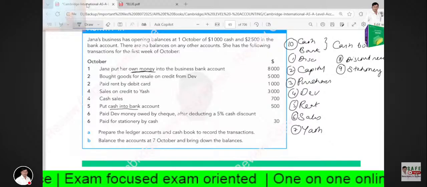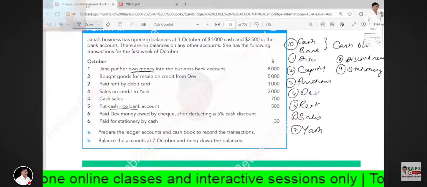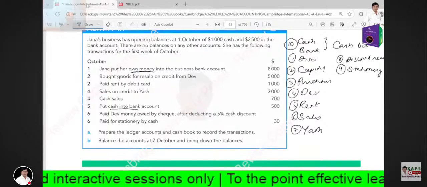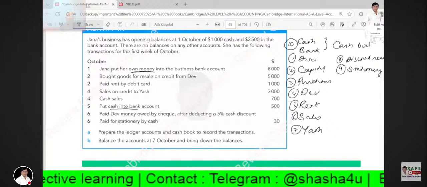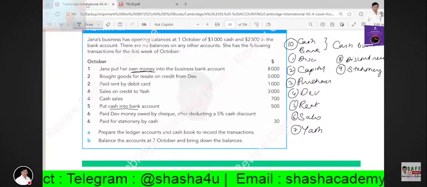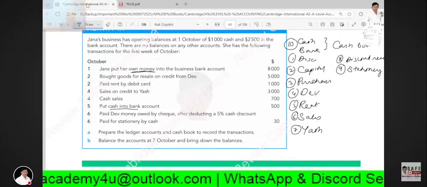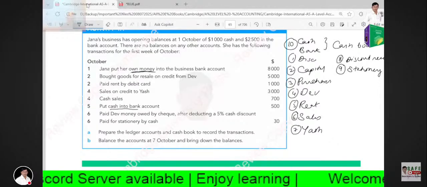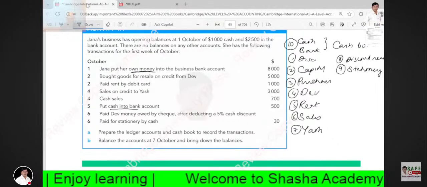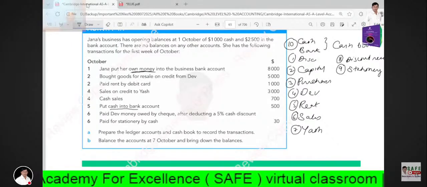Paid the money owed by check after deducting 5% cash discount. So whatever money we have to pay. We have bought goods worth 5,000, and we have to pay after deducting a discount of 5%. On 6th we have to pay. So how much do we have to pay? 5,000, 5% is 250. 4,750 we have to pay on 6th.